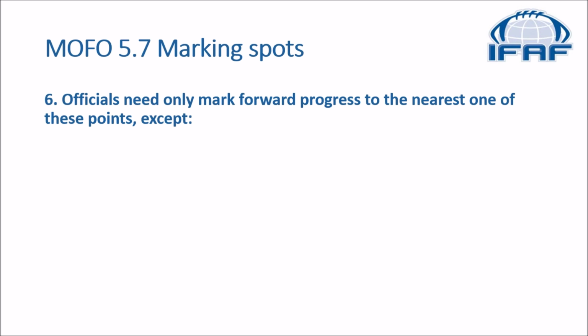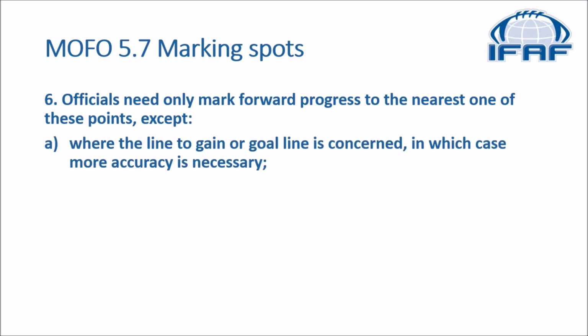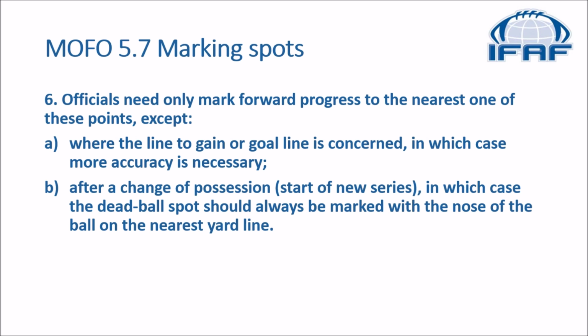Note that in this system, the ball is never positioned spanning a line. And finally, officials need only mark forward progress to the nearest one of these points, except A, when the line to gain or goal line is concerned, in which case more accuracy is necessary, and B, after change of possession, a start of a new series, in which case the dead ball spot should always be marked with the nose of the ball on the nearest yard mark.